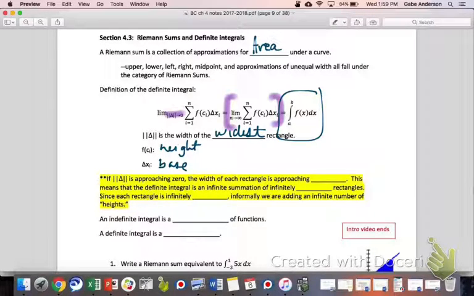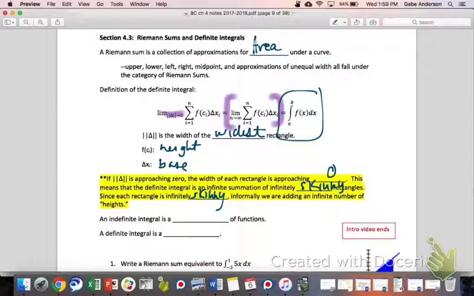So I guess we have some blanks to fill in here. So if the widest rectangle is approaching a width of 0, then each rectangle is approaching a width of 0. This means that the definite integral is an infinite summation of infinitely skinny, is the word I'd put there, rectangles. Since each rectangle is infinitely skinny, then we could informally say that we are really adding an infinite number of point width heights. Make sense? Point wide heights. So it's a rectangle with only a point of width and a certain height. That's really what we're adding up.